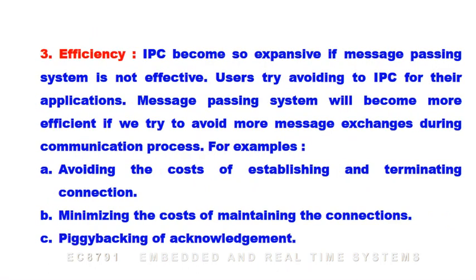Third one, efficiency. IPC becomes so expensive if the message passing system is not effective. Users try avoiding IPC for their applications. A message passing system will become more efficient if we try to avoid more message exchanges during the communication process. For example, avoiding the cost of establishing and terminating connections, minimizing the cost of maintaining the connections, and piggybacking of acknowledgements.